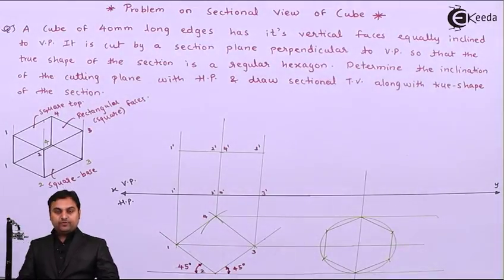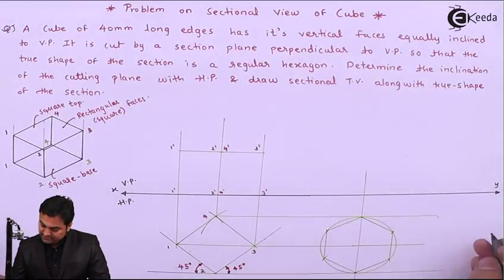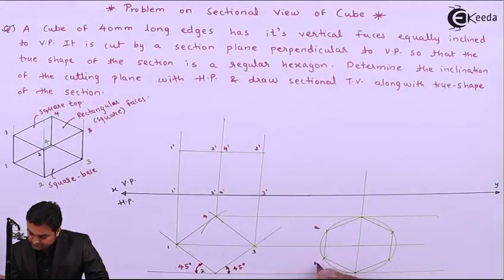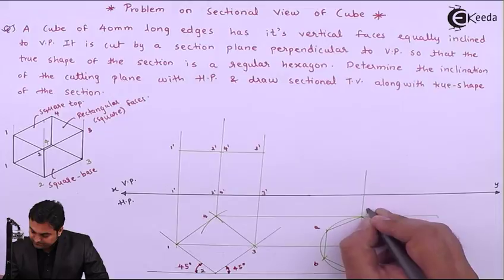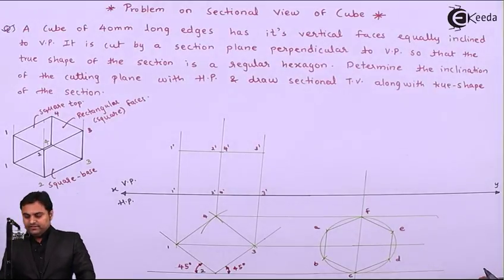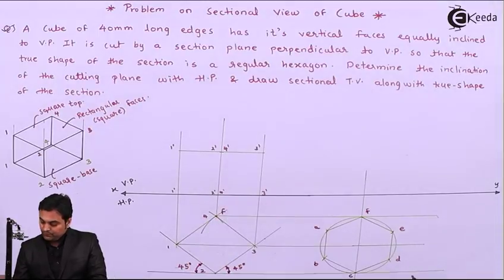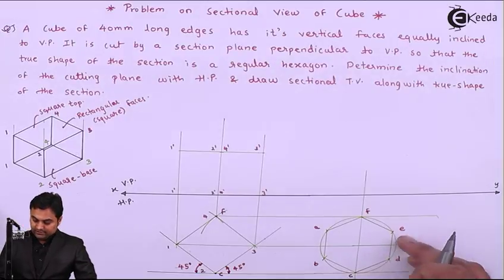So this is the true shape of the hexagon, marking the points over it. Here I'll say this is point A, B, C, D, E and point F. Now I can say that point F is coinciding with this point, so this will be F here. Point C is coinciding with 2, so that will be C. Then I want A, B to be projected, and similarly E and D.